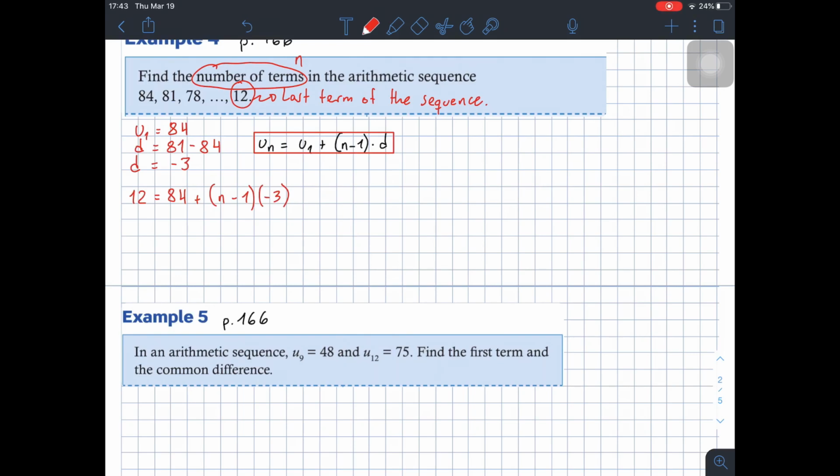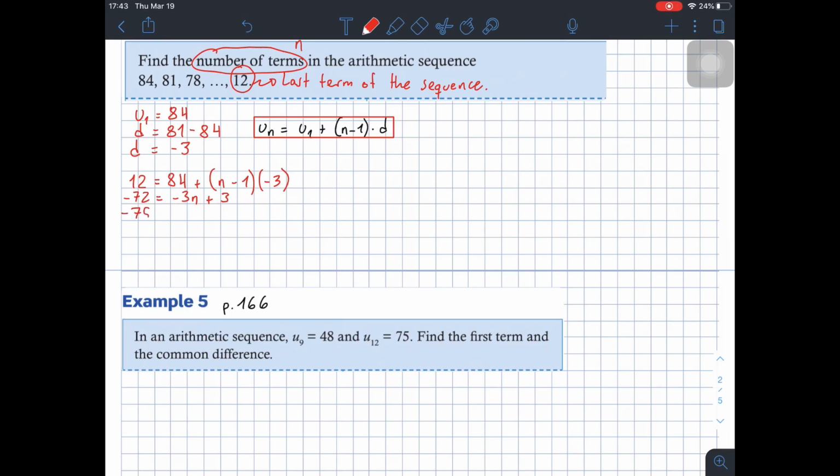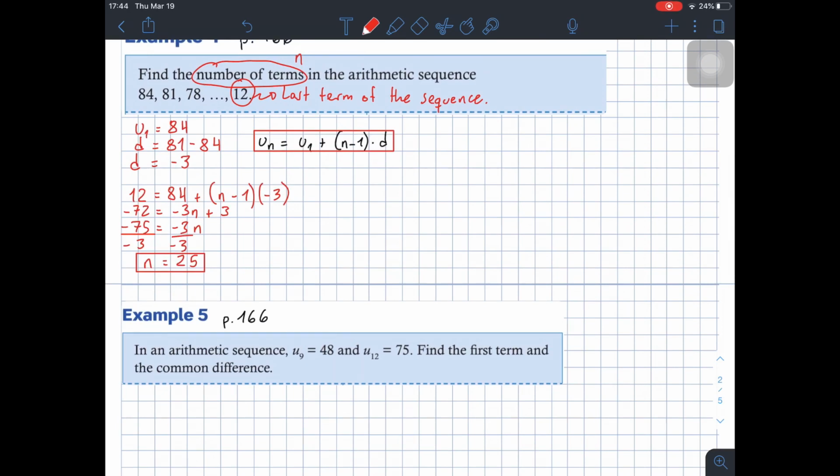This would be 12 minus 84. 12 minus 84 is negative 72, equals, we can distribute this negative 3. We'll get negative 3n plus 3, right? So then this is negative 75 equals negative 3n. So finally n, if we divide both sides by negative 3, we'll get that n equals 75 divided by 3, which is positive 25. That means that this sequence has 25 terms, okay?